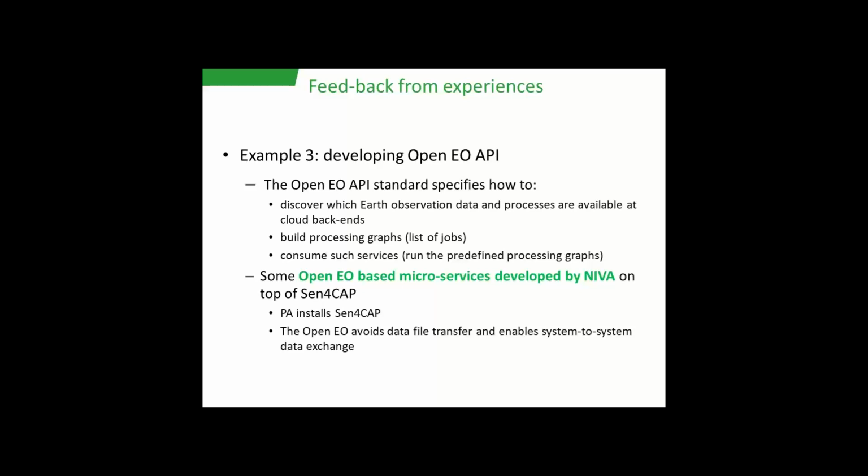In a more ambitious scenario, someone, maybe IGOs, might be running Sen4CAP and providing the microservice and having these Sen4CAP markers or results as data as a service. But it's more ambitious, and it's not yet decided in NIVA.